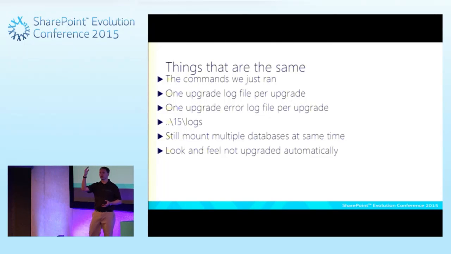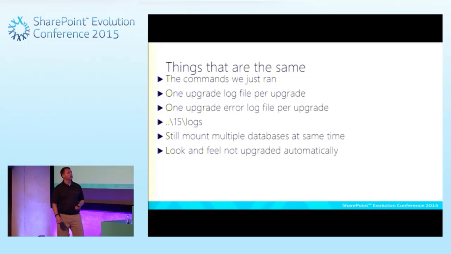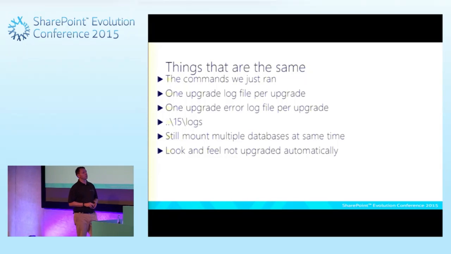You do your mount, it creates a log file, and it's all good news. Found the file, attaching the file, yay. I don't care about any of that. I just want to know where it went pear-shaped. So there's a special error file for that. It's in 15 logs as opposed to 14 logs, but still the same directory.